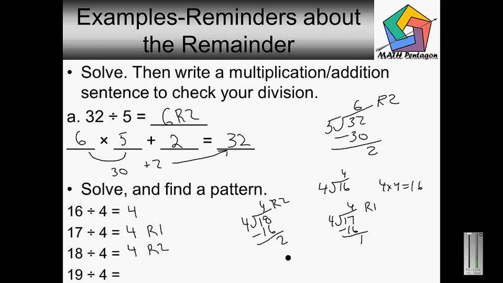And the next problem we have is 19 divided by 4. So how many times does 4 go into 19? So we would write it out like this. 4 goes into 19 how many times? 4 times. 4 times 4 is 16. 19 minus 16 is 3. We have a remainder of 3. So our answer is 4 with a remainder of 3.